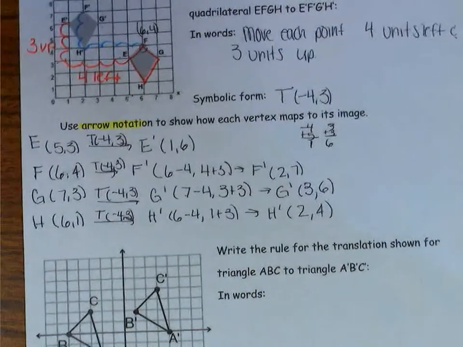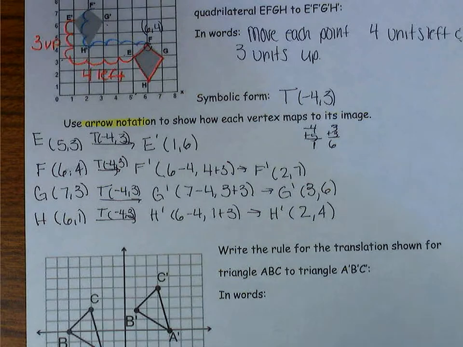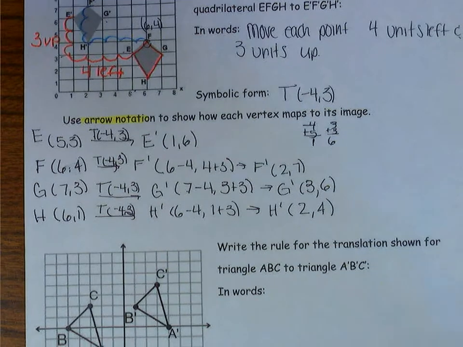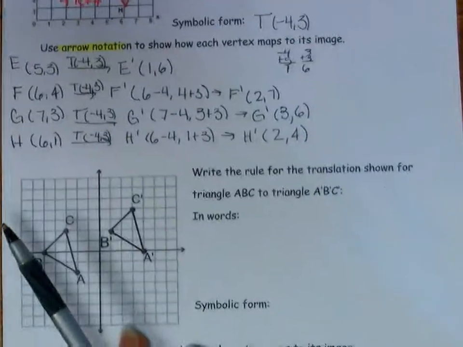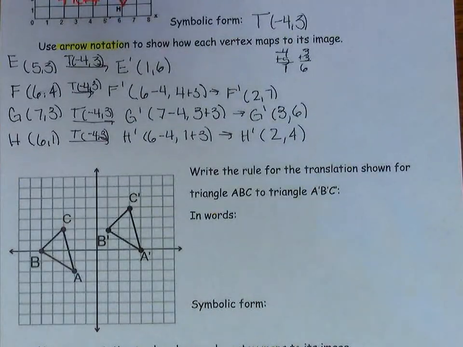All right, so hopefully you got that. If you're a little lost, you can go back and check it out again. What I want you to do right now is try one on your own. Go ahead and pause the video, and come up with a rule for triangle ABC to triangle A prime, B prime, C prime. So how can we get ABC to A prime, B prime, C prime? Pause the video, come back, and check it out.